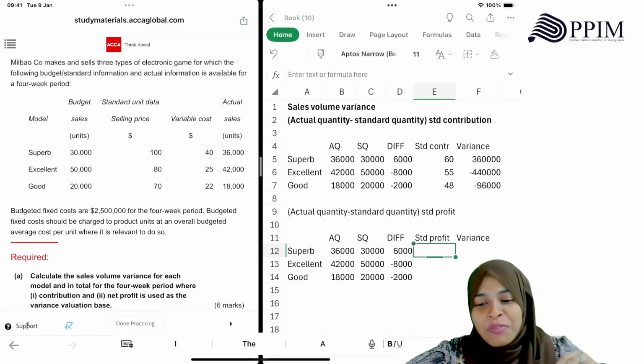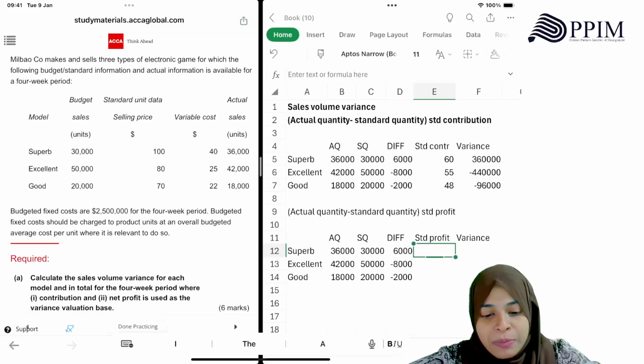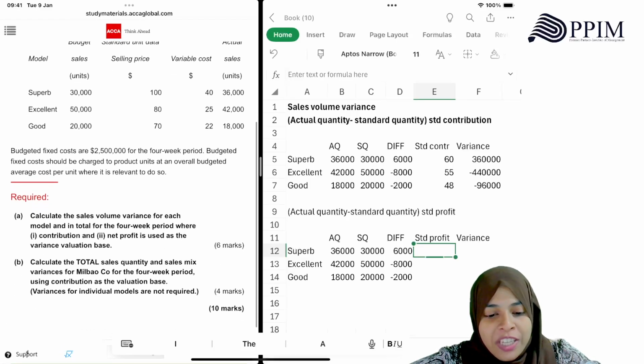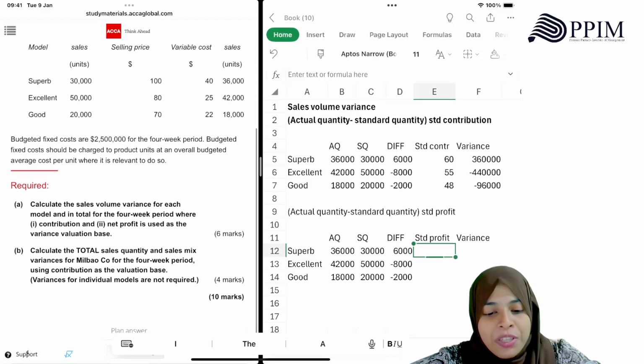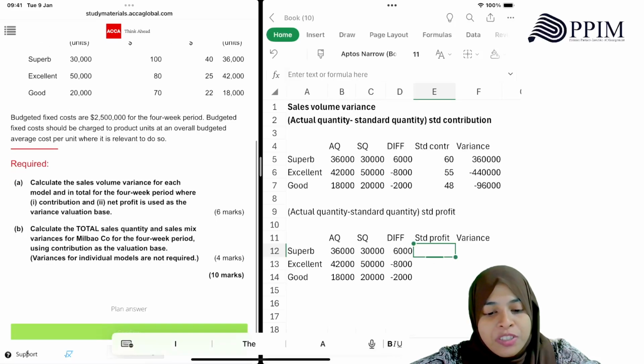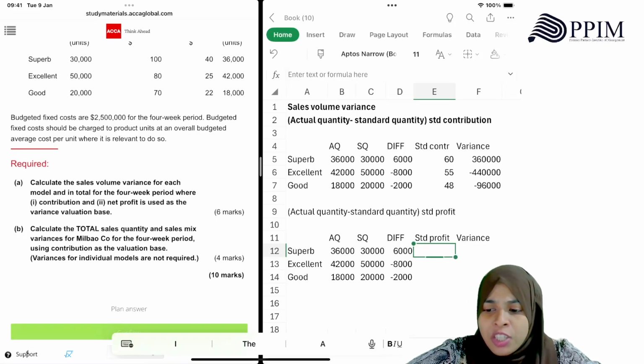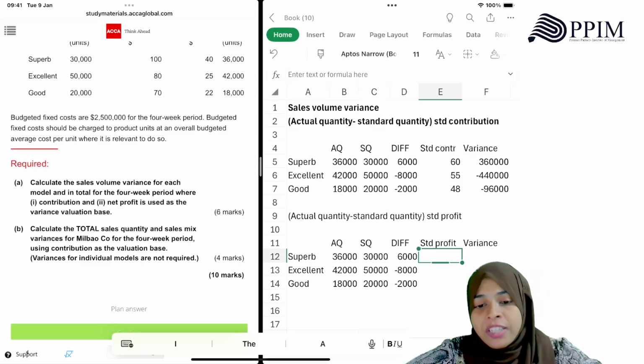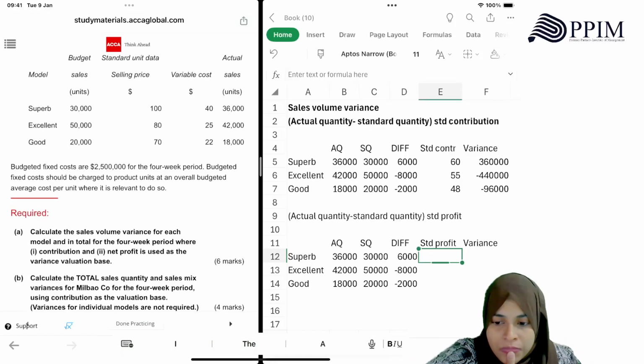Okay, standard profit. Now we have to calculate the profit here, guys, because they asked you to calculate the sales volume variance for each model and in total for the 4-week period where contribution and net profit is used as a variance valuation method. So first we used contribution and calculated the variance. Now how do you use net profit and calculate the variance here?